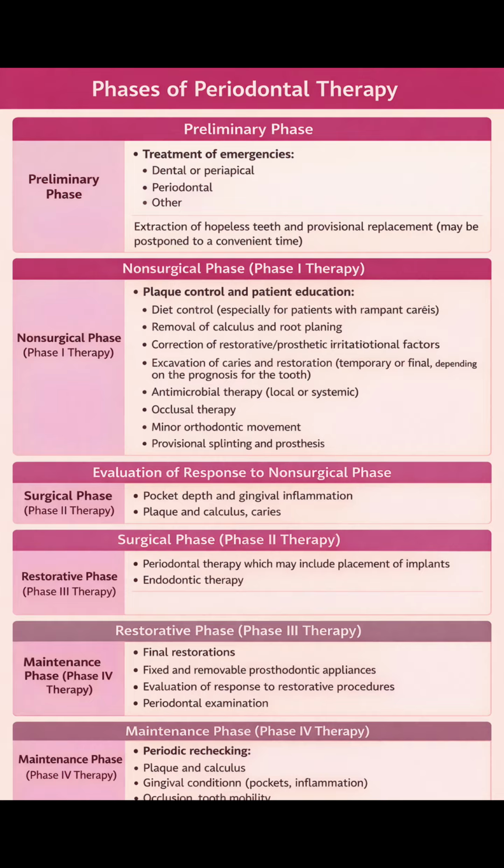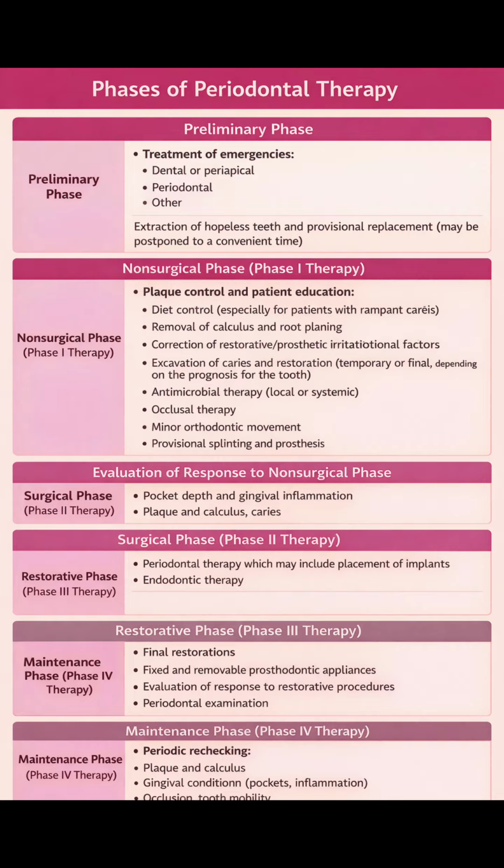This is the most important phase of periodontal therapy because it addresses the cause of the disease. The primary goal of phase 1 therapy is to eliminate plaque, calculus and all local irritational factors. First is plaque control and patient education. Patients are educated about proper brushing techniques, interdental cleaning aids, and the importance of oral hygiene maintenance. Because plaque is the primary etiologic factor, patient motivation is crucial.